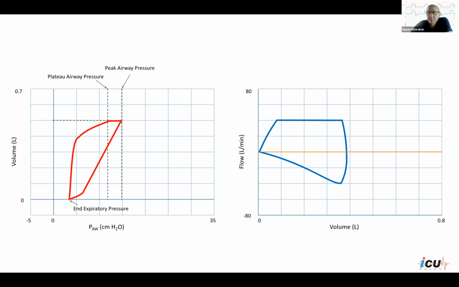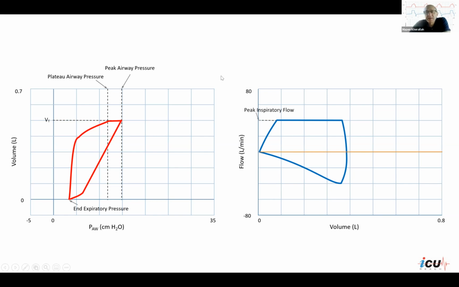On the right side, you will see on the x-axis, it's volume, and on the y-axis, it's the flow. So what you see here is there's a rise in the flow up till this point, and then the flow is constant. What does that mean? It's a square wave. And then the flow goes down to the 0 point. By going up on the flow and maintaining that flow for the duration of inspiration, the volume goes up, and this is the tidal volume here.